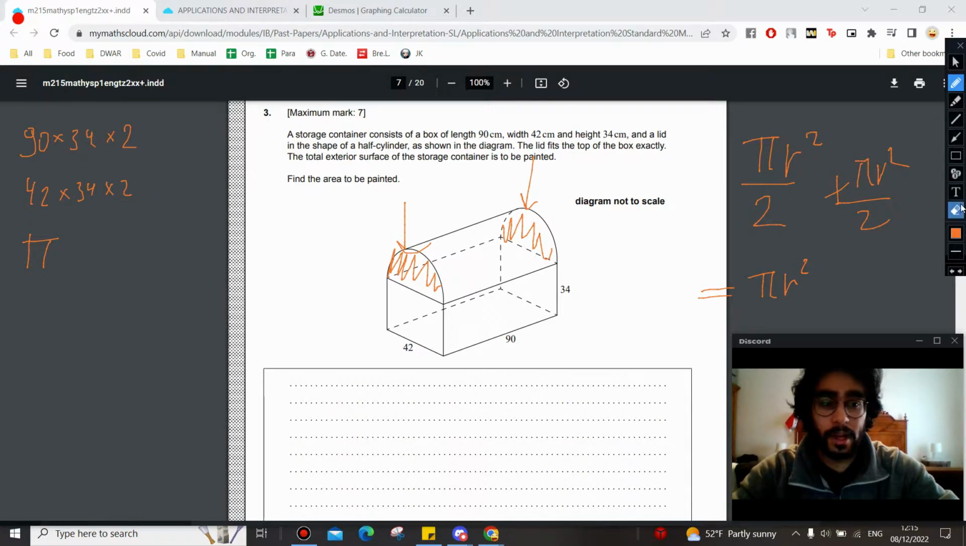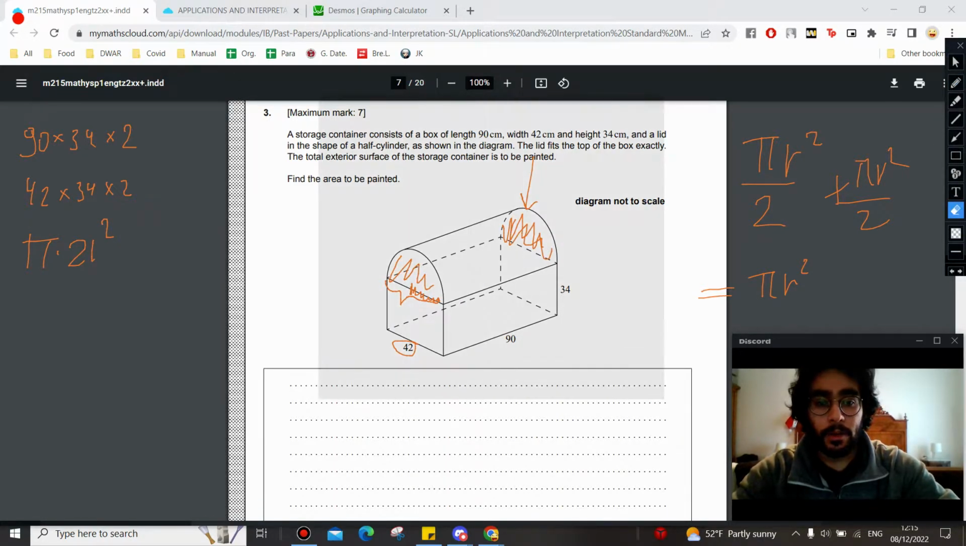R, what will be R? R is our radius. And what will be our R? Well, this distance here is the diameter, which means half of it will be our radius. Okay, so half of 42 is 21. So you write pi times 21 squared. That will be the area of this one plus this one.